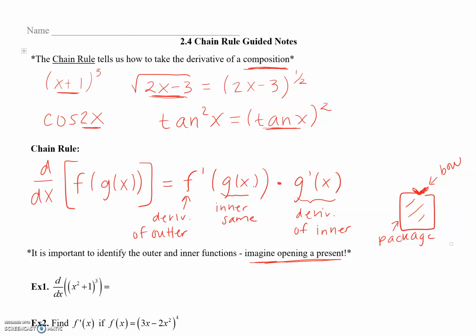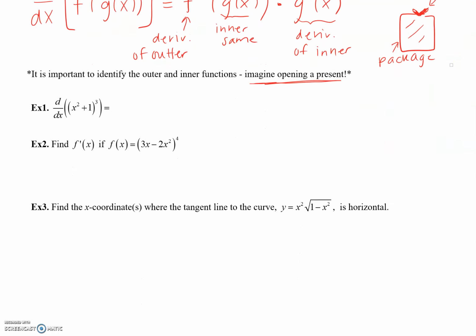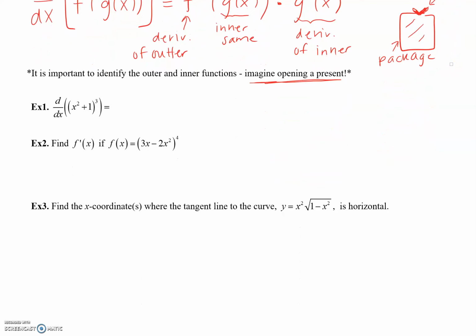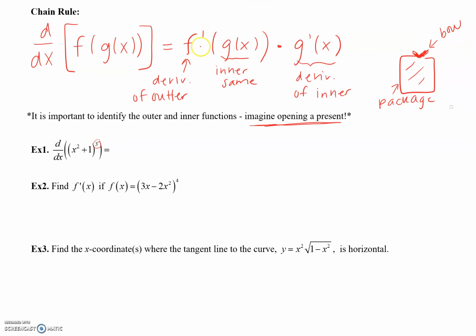All right, so now that we have an idea of how the chain rule works, let's go ahead and do a couple of example problems together. The first one is a pretty simple power function. We have a composition, and it's being raised to the third power. So the third power is my outermost function. The chain rule says I need to take the derivative of my outer function.